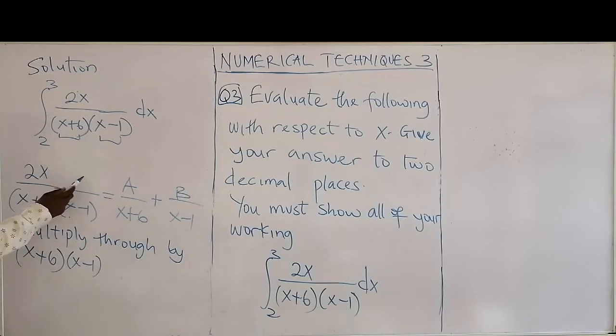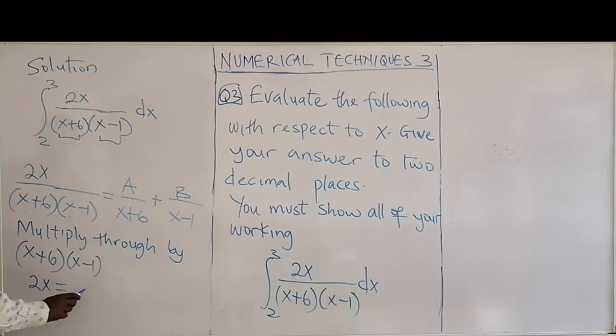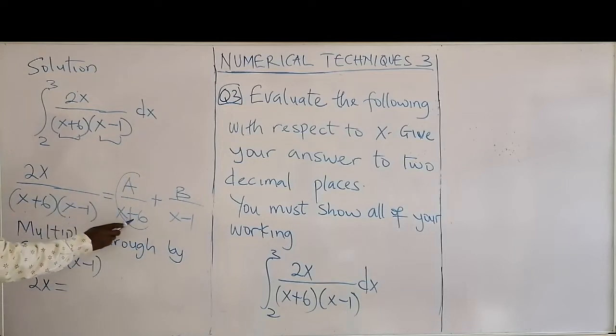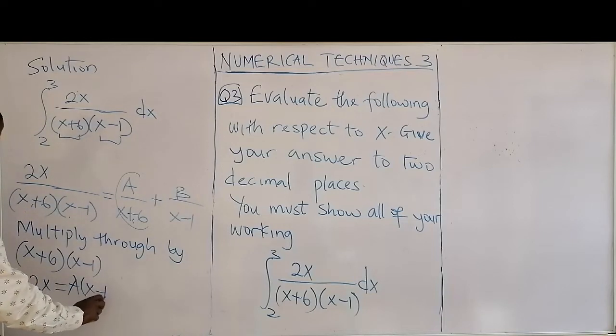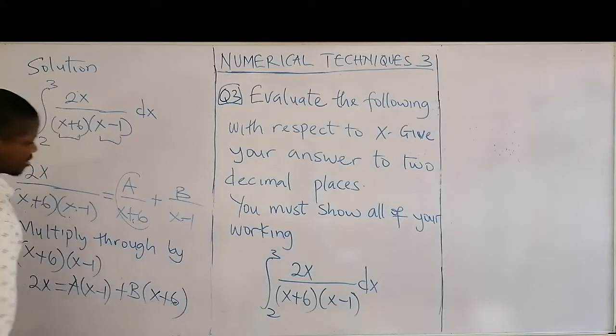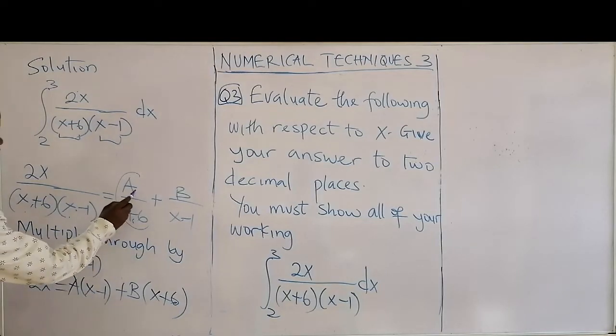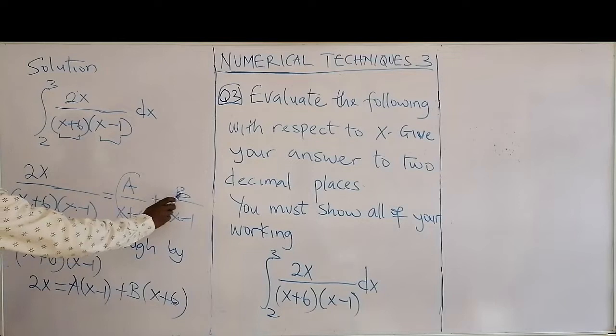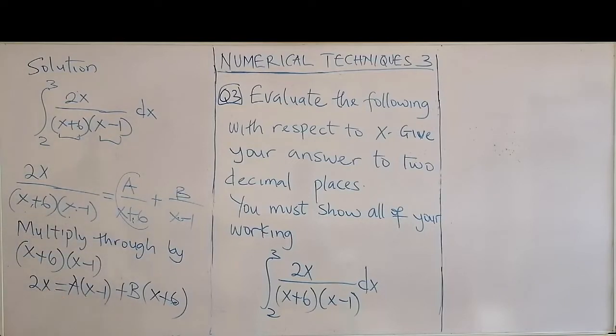Each item on the right-hand side is multiplied by the common factor. The denominator cancels the moment you multiply by the common factor, so you have 2x on the left-hand side. On the right, x plus 6 cancels with x plus 6, leaving A times (x minus 1). Then plus B times (x plus 6), since x minus 1 cancels with x minus 1. The faster way is just to cross multiply. So that's what we've gotten now.